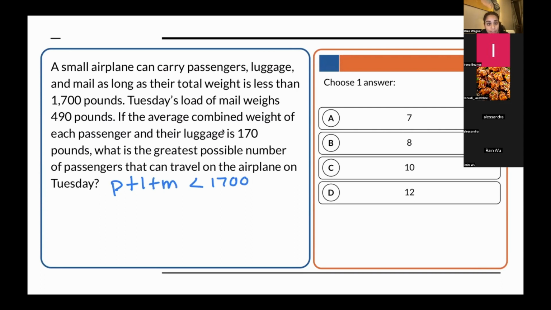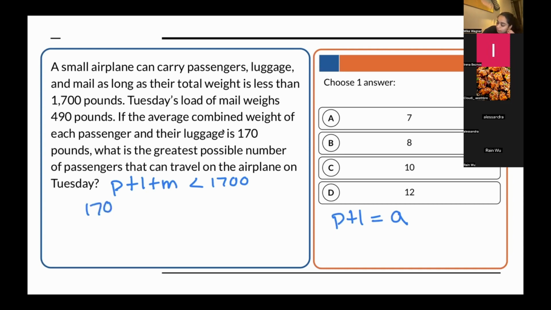So now it gets a little funky. What I like to do instead is do P plus L. Let's make it a combined value. It's like an average. So let's just call it A. Because every person has luggage, it's almost like a combined number. I'm just gonna write that P and L equals A. So now we know that for every human and their luggage, the combined weight is 170.